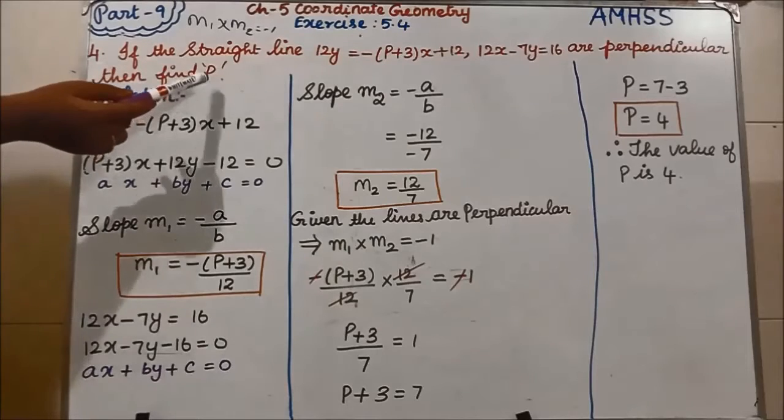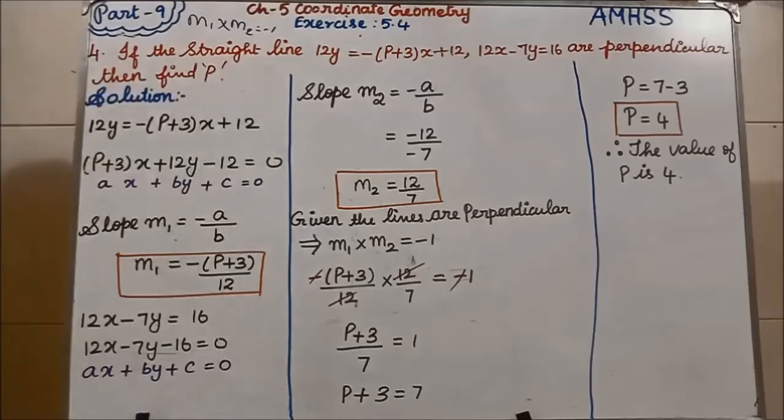That only we have to find, isn't it? We need to find p. So now the p value is 4. Clear students, all of you, the fourth question. Next we will see the fifth question.